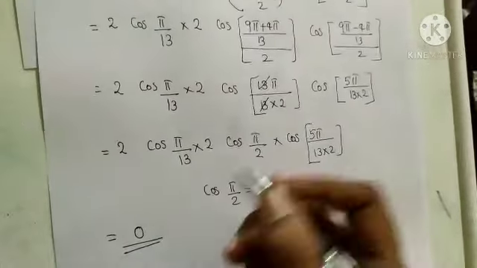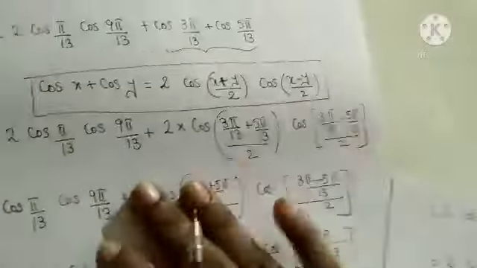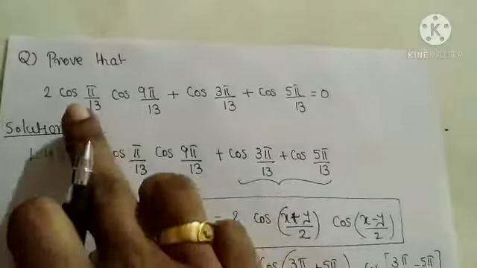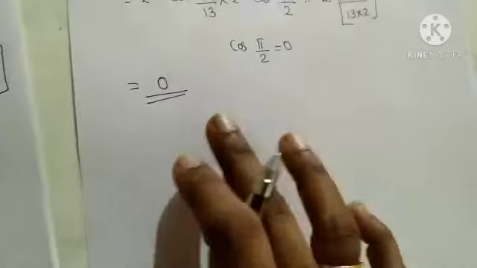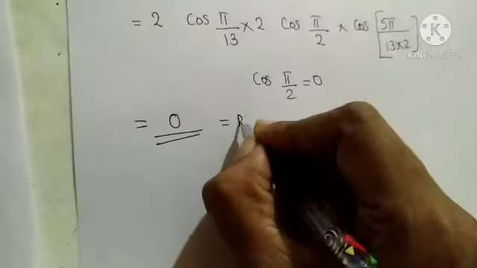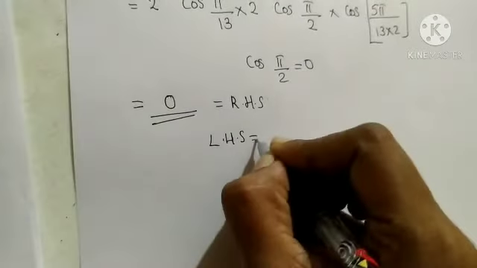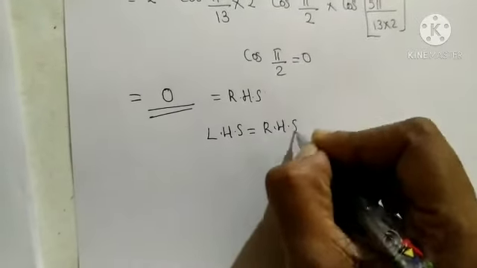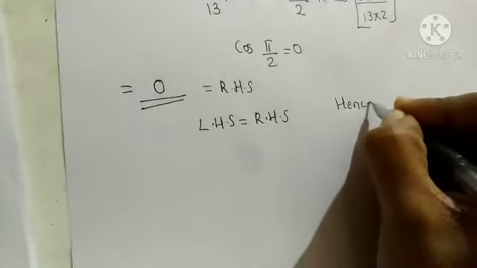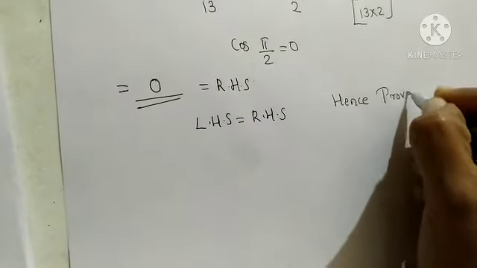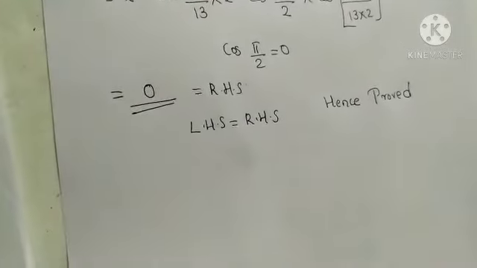Okay. So in our question, we need to prove that LHS equals 0. So here we get 0, that means RHS. So LHS equals RHS, hence proved. I hope you understood this question.